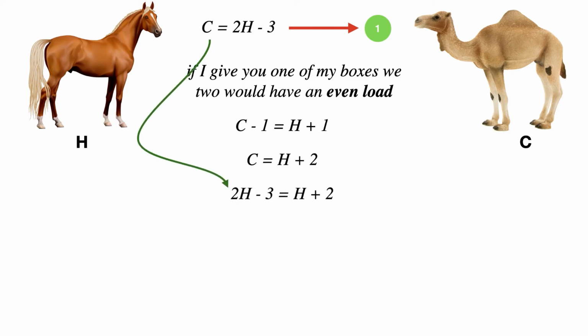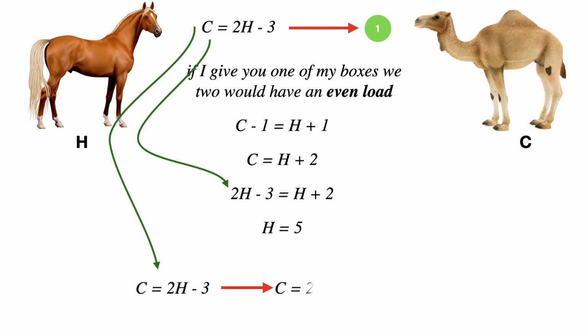We know as per the first equation, C equals 2H minus 3. Now substitute the value of C here. Equation becomes 2H minus 3 equals H plus 2. After solving, H equals 5. Again putting the value of H in the equation 1, which gives C equals 2 times 5 minus 3, which is equal to 10 minus 3, and which is equal to 7. That is C equals 7.